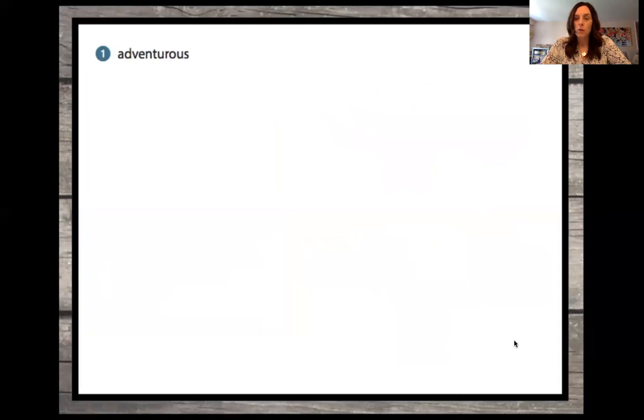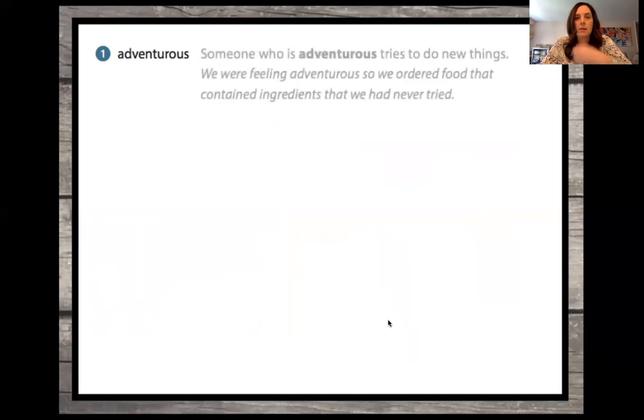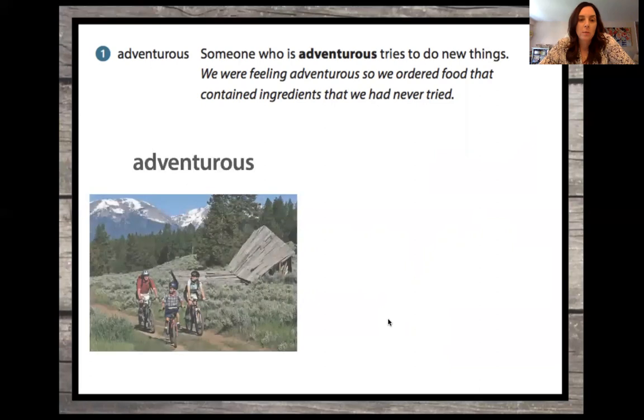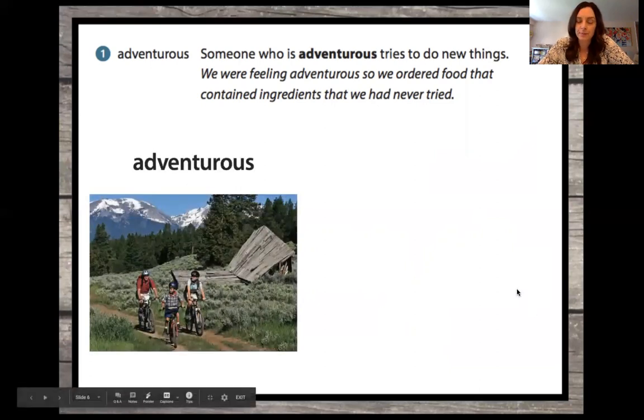The two vocabulary words that we are studying today, the first one is adventurous. Someone who is adventurous tries to do new things. An example of adventurous in a sentence: we were feeling adventurous, so we ordered food that contained ingredients that we had never tried. That is pretty adventurous. Here is a picture of another example of people being adventurous.